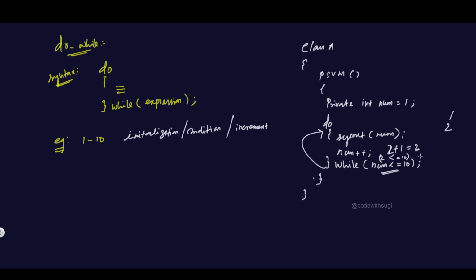Whenever it will come as 10, at that time also it will get passed, right? Whenever the num value equals 11, it will check whether 11 is less than or equal to 10. Is this true or not? This is false. Whenever we evaluate this condition as false, obviously it will exit from this loop. Here we successfully printed from 1 to 10. So this is how the do while will work in Java.